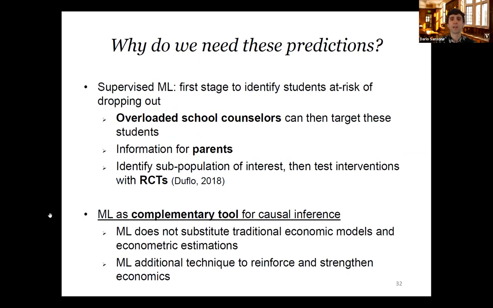But also school counselors are usually overloaded in the US, with hundreds of students assigned to them, especially in large schools. So we could flag which students are at risk using these algorithms, and therefore save some time and reduce errors. That's one way in which I think machine learning could work together with human experts.